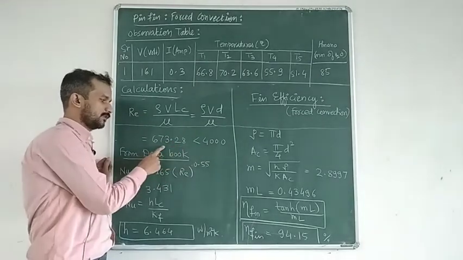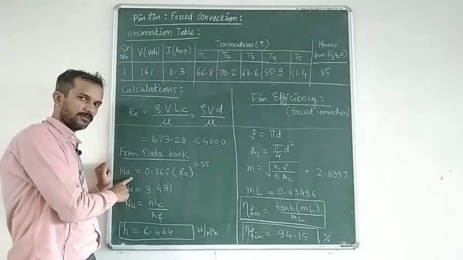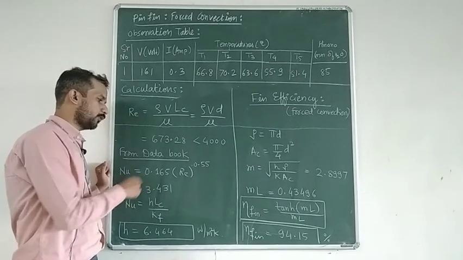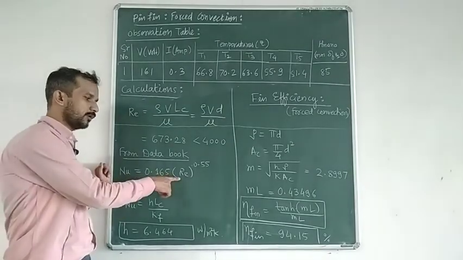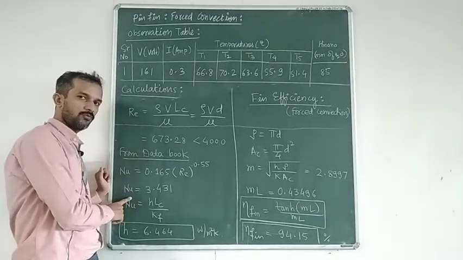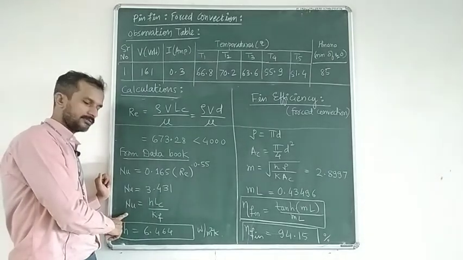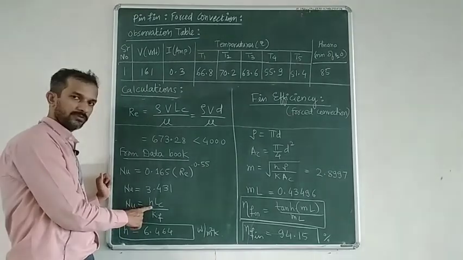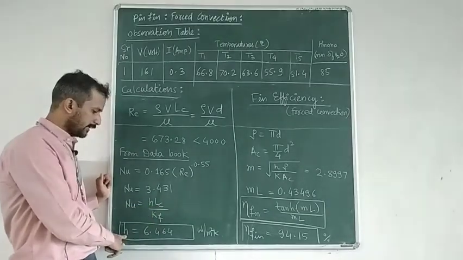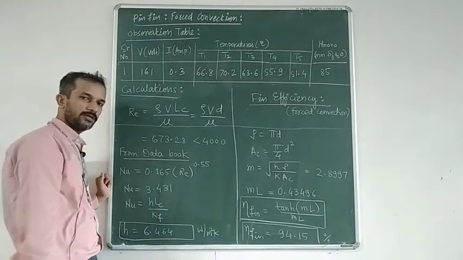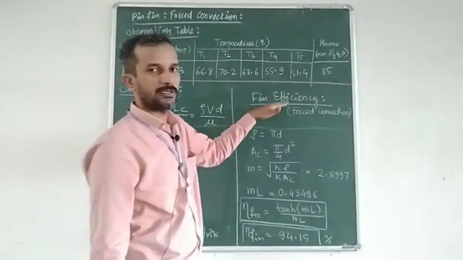With this information from the data book, we have got the correlation for the flow over the fin as Nusselt number equal to 0.165 Re raised to 0.55. Putting the value of Reynolds number here, we get the Nusselt number as 3.431. Using the formula for Nusselt number from the dimensional analysis, we can find out the heat transfer coefficient, where the characteristic length is again the fin diameter. Once we get the heat transfer coefficient, that is 6.464, we can now proceed to the fin efficiency calculations.